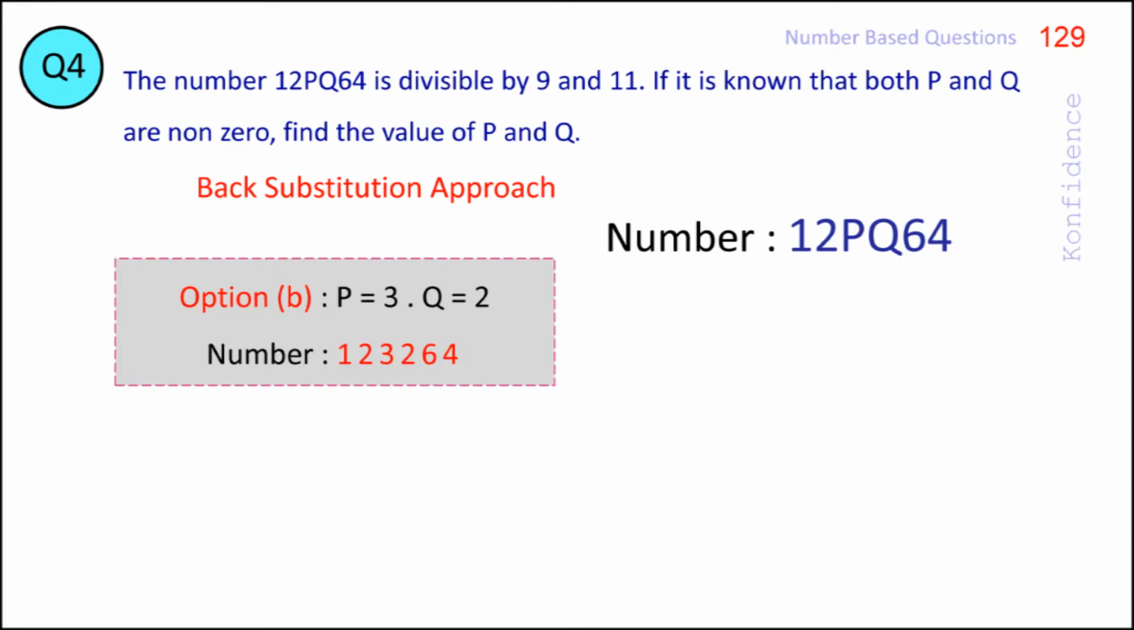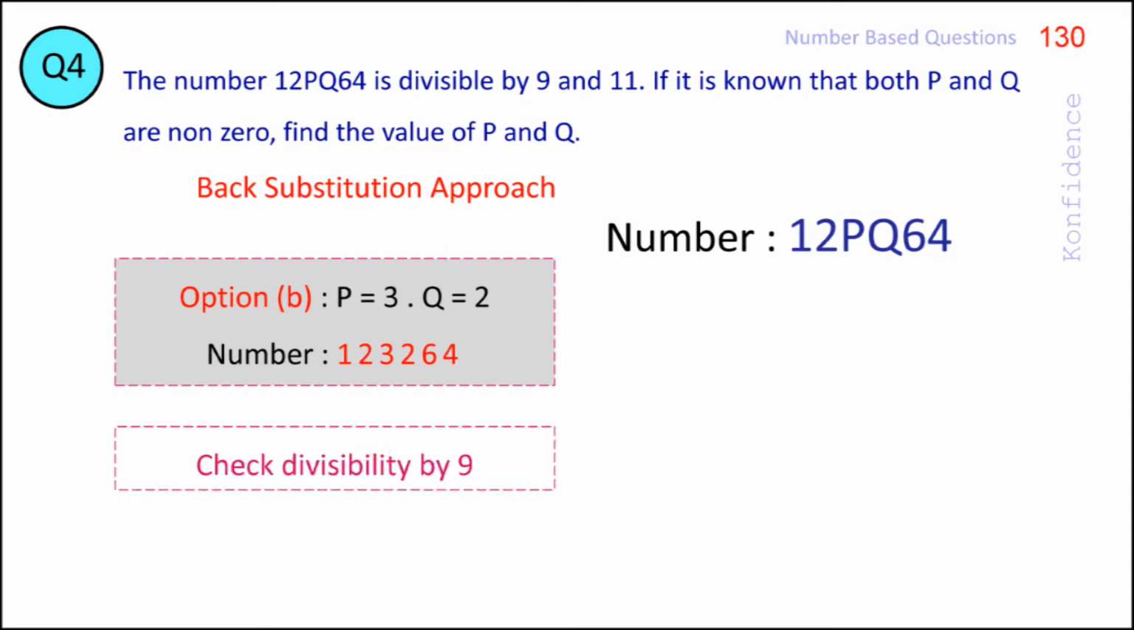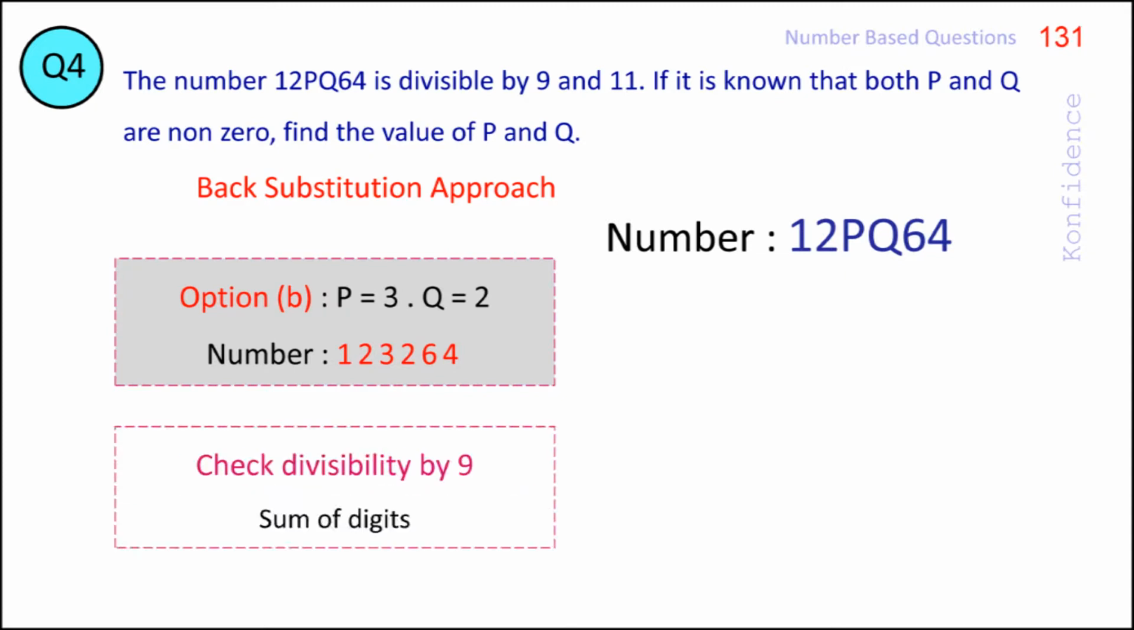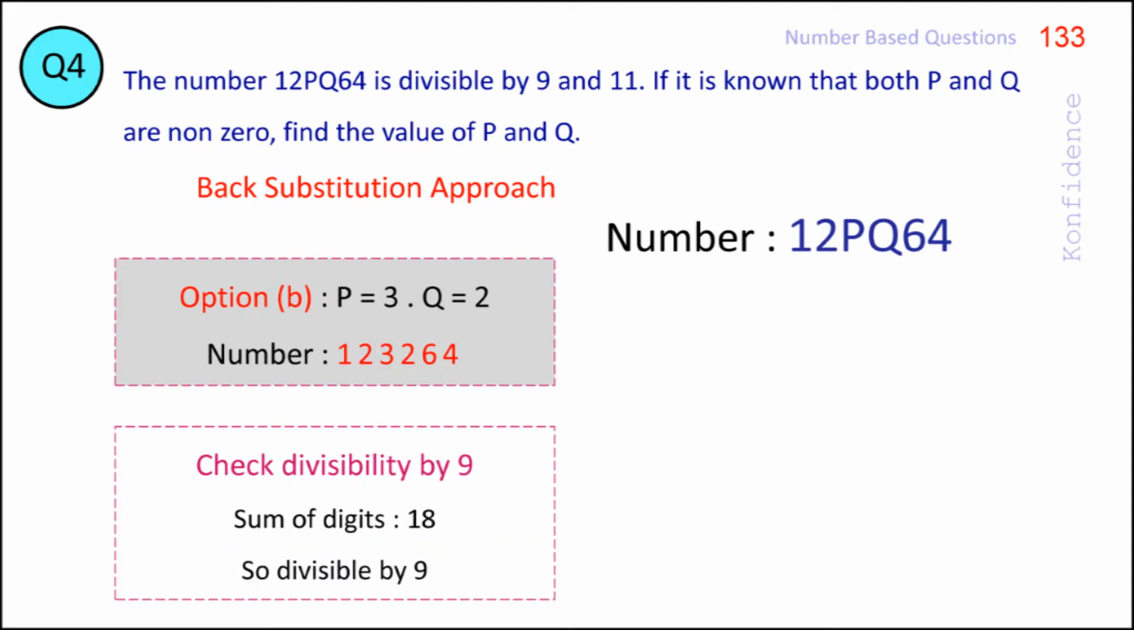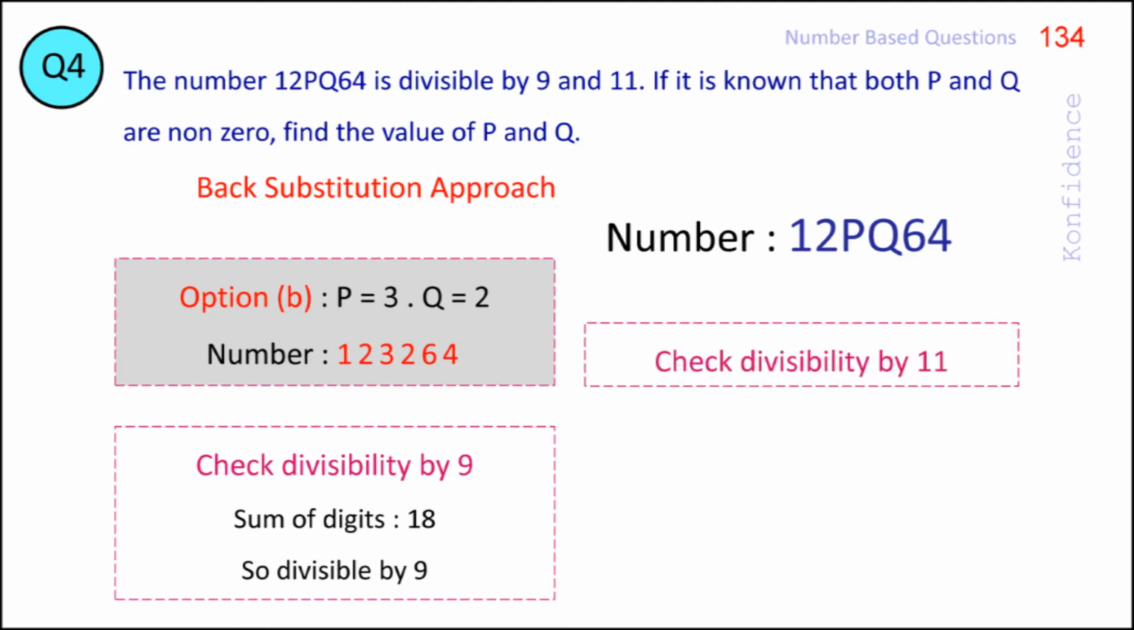There, the number becomes 1, 2, 3, 2, 6, 4. Is 1, 2, 3, 2, 6, 4 divisible by 9? Check the sum of digits. Sum of digits is 18. And 18 is divisible by 9. So the number is also divisible by 9. So far so good. Now, if that has to be the answer, it should be divisible by 11 also.